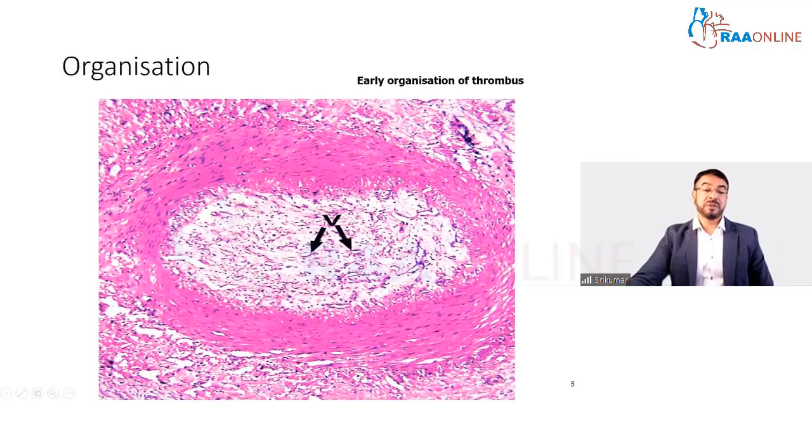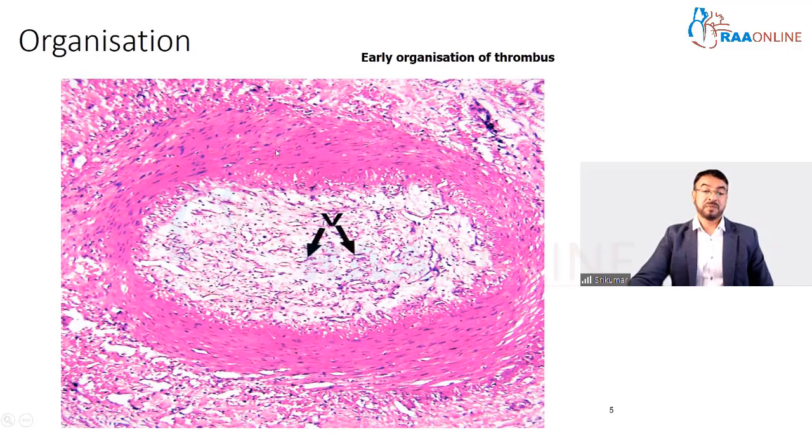Now, this is a blood vessel where you see nothing but granulation tissue. This was formerly a thrombus, but what you see as V are the slit-like vascular spaces. And the surrounding area is just connective tissue. This is the blood vessel that is obstructed.